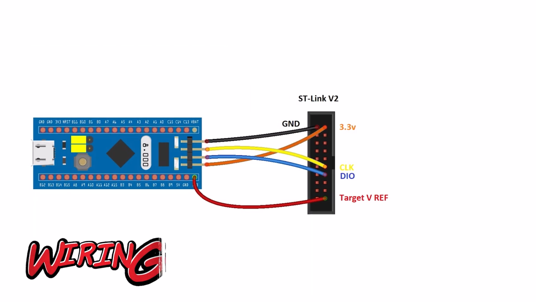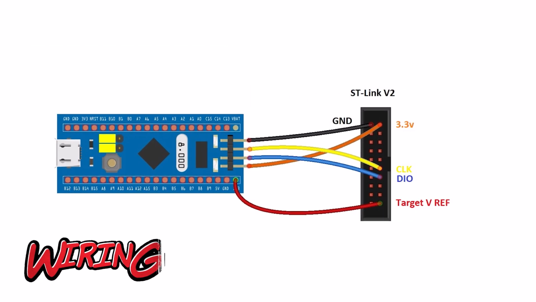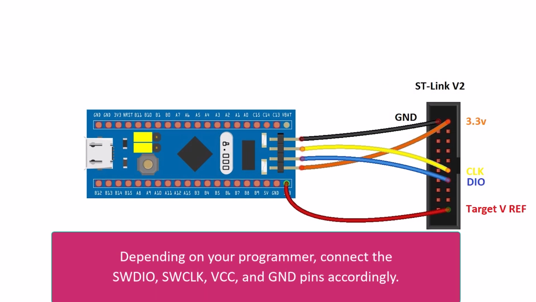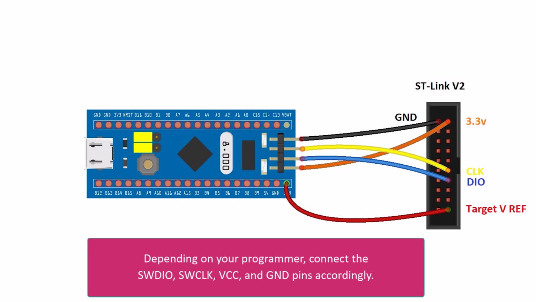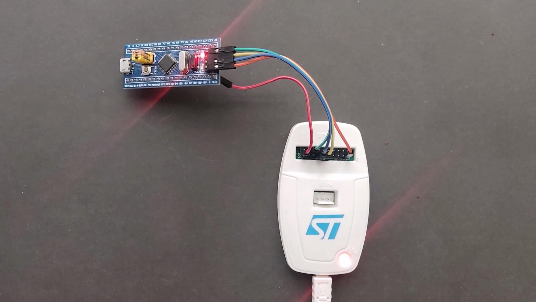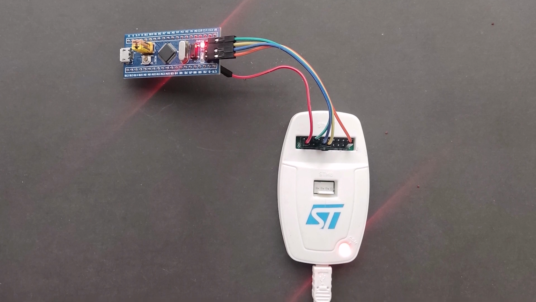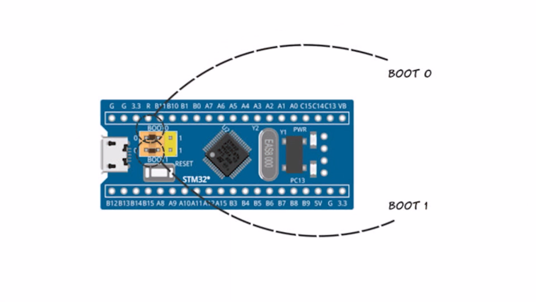Now connect your programmer to the blue pill board. Depending on your programmer, connect the SWDIO, SWCLK, VCC, and GND pins accordingly. The exact names of the pins may vary by programmer, but make sure to connect them based on their function. When using the ST-Link for programming, the state of the boot pins does not matter. However, if you intend to program it via the serial method, you need to set the boot 0 jumper, the upper jumper, to high, and the boot 1 jumper to low.